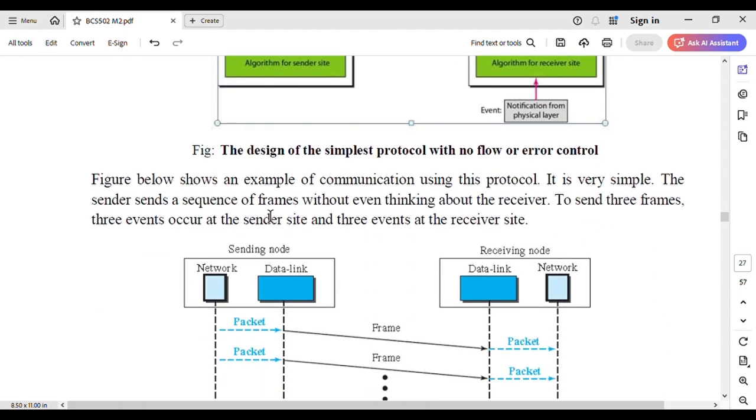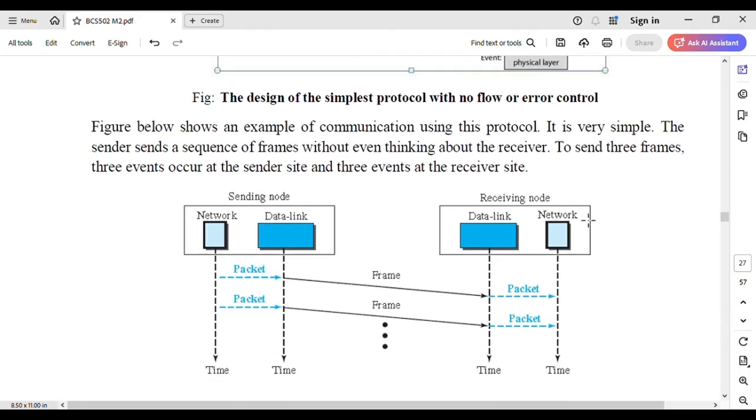So it shows an example of communication using this protocol. It is very simple. The sender sends a sequence of frames without even thinking about the receiver. To send 3 frames, 3 events occur at the sender side and 3 events at the receiver side.